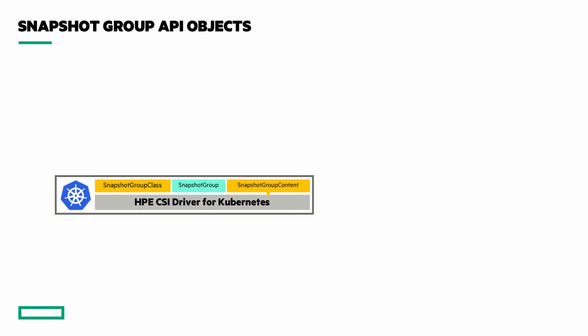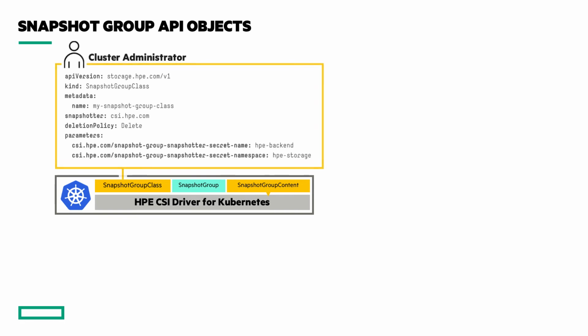snapshot groups. Again, imagine we have the HPE CSI Driver for Kubernetes installed, and these are the different objects that will become available to the cluster administrator and the end user: the snapshot group class, the snapshot group, and the snapshot group content. The snapshot group class is very similar to the volume group class.